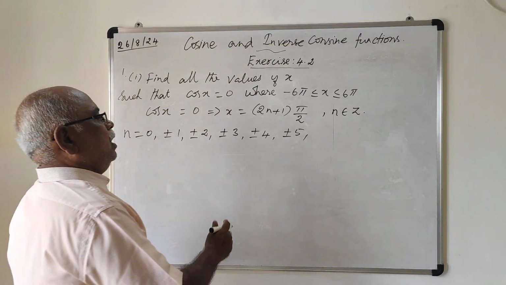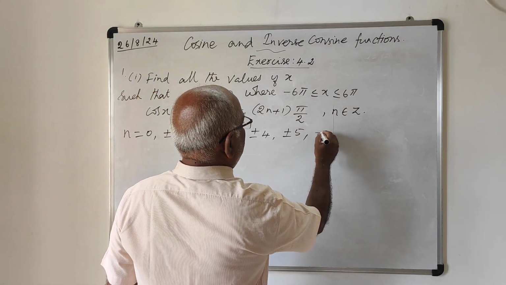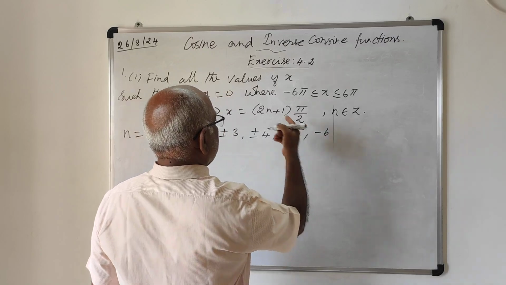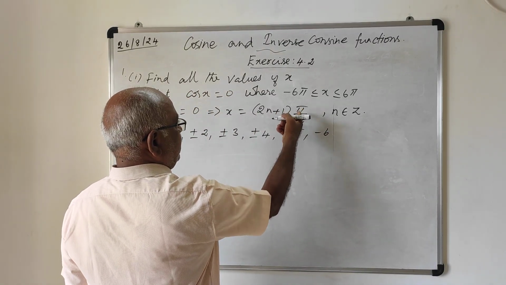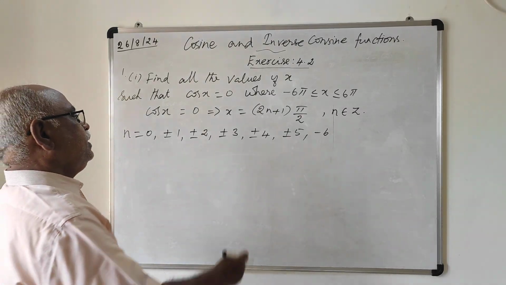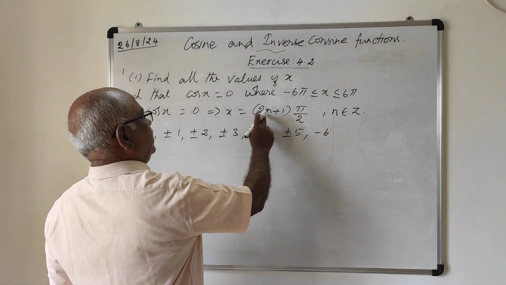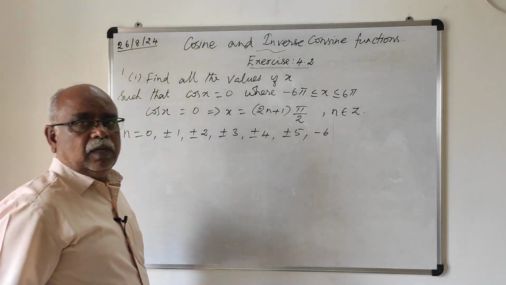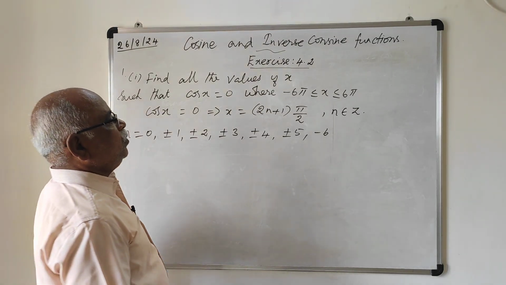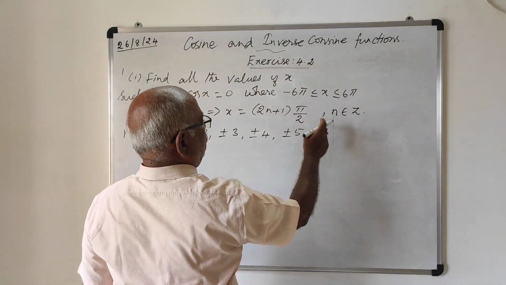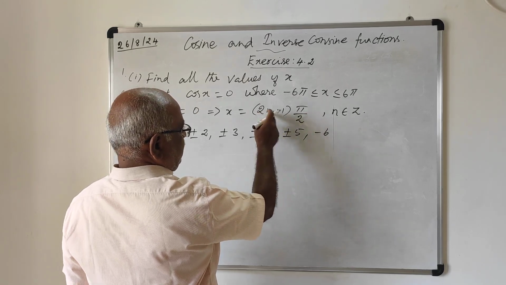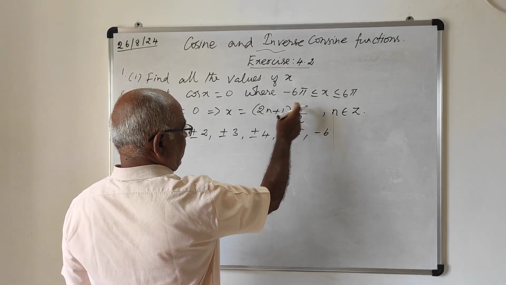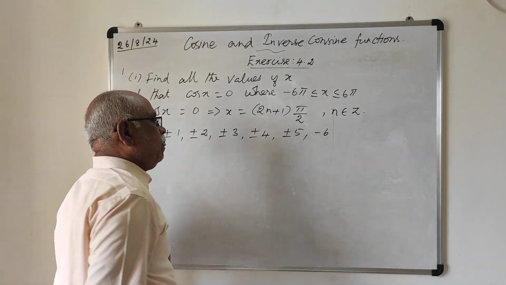Like that the values, and also you can find only minus 6. If you put n equal to plus 6, 6 into 2, 12, 12 plus 1, 13 pi by 2, and 13 pi by 2 is greater than 6 pi. Therefore, if you put n equal to minus 6, minus 12 plus 1 is minus 11 pi by 2, which is in this interval.